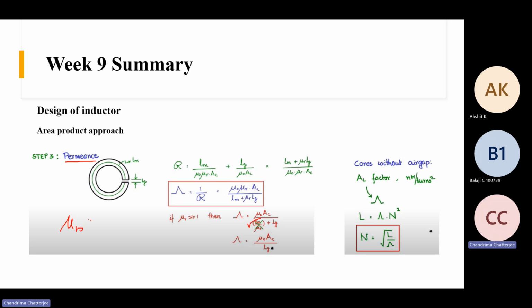Okay, it is very large, and Lm is maybe some millimeter. So this quantity is very small, and therefore we can neglect this term, and the approximate equation will be mu naught AC by Lg. Okay, this will be the permeance.